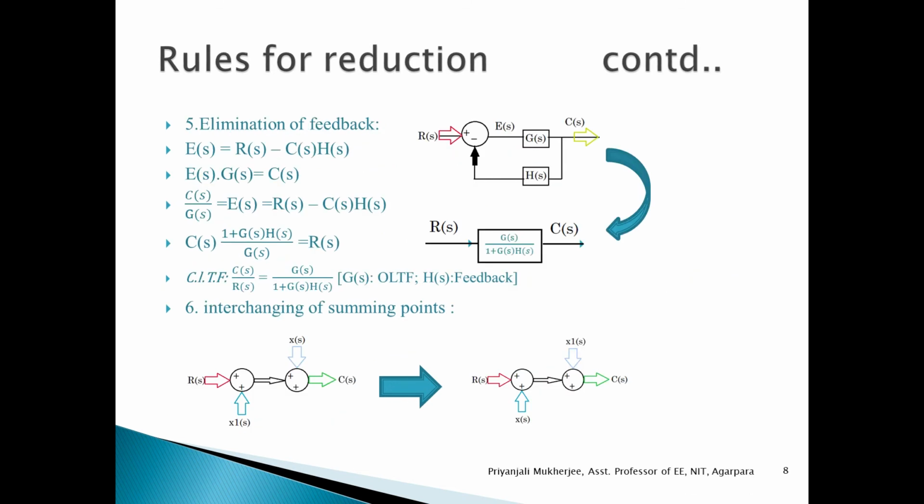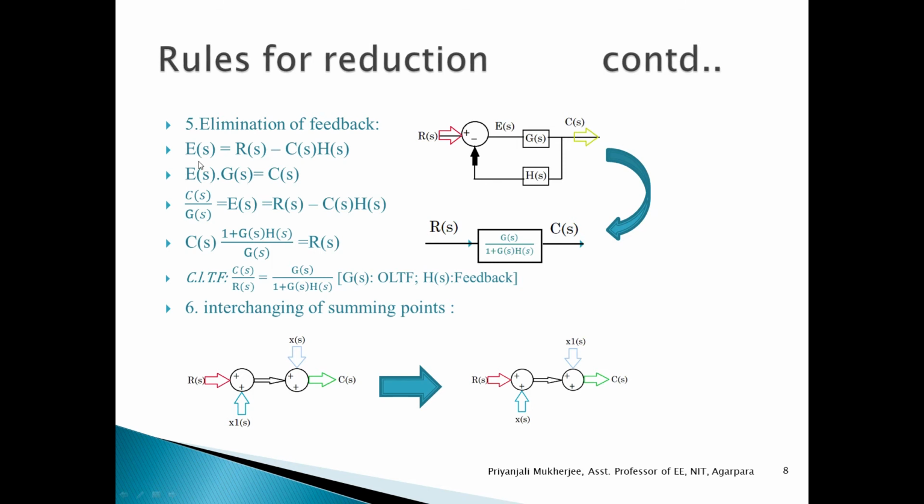Next is elimination of feedback. Here the forward path transfer function is G(s), and G(s) is known as OLTF, that is open loop transfer function. R(s) is the input, C(s) is the output, and H(s) is the feedback. The summing point output is E(s), and E(s) is the algebraic difference between the incoming signals, that is R(s) minus C(s) into H(s). So E(s) equals R(s) minus C(s)H(s), and also E(s) into G(s) is equal to C(s).